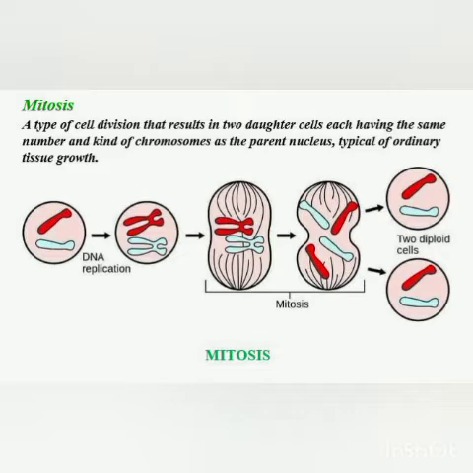It divides into two cells, and in each cell the number of chromosomes is diploid, or it has a diploid dose of chromosomes. In both the cells the number of chromosomes will be 46. Out of 46, 23 chromosomes are contributed by the mother and 23 chromosomes are contributed by the father.